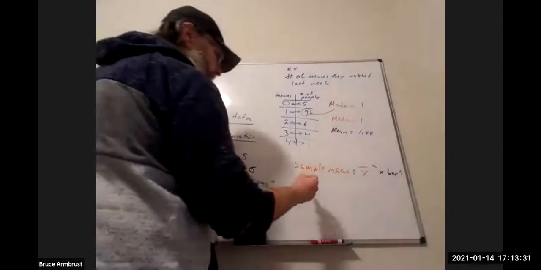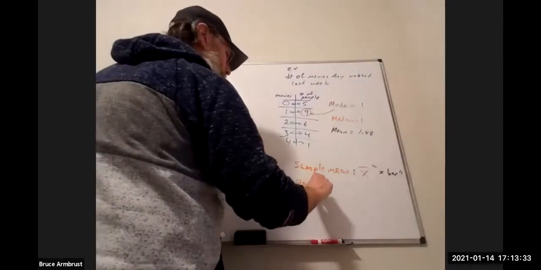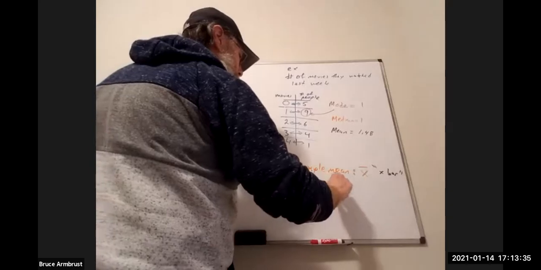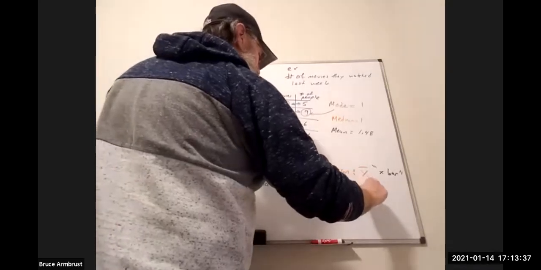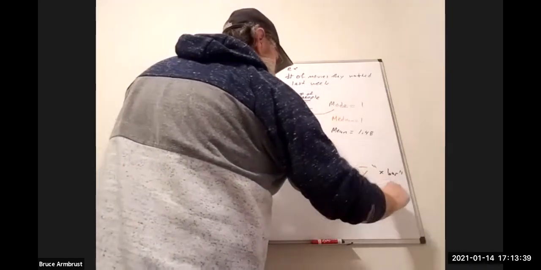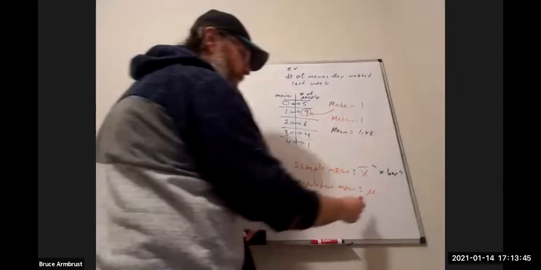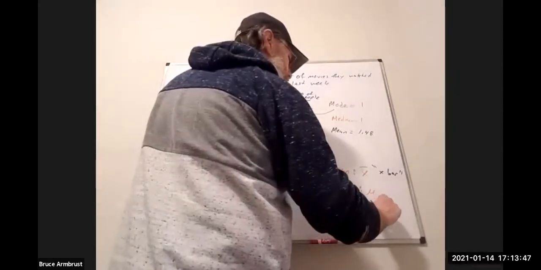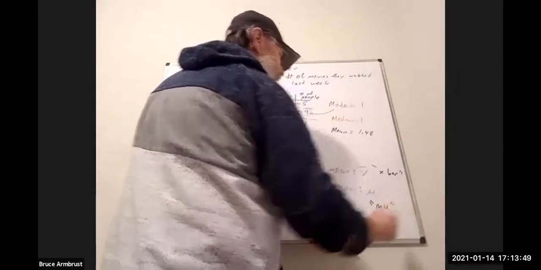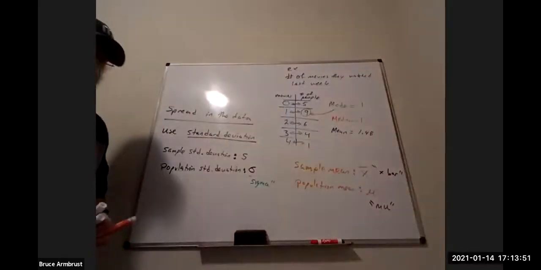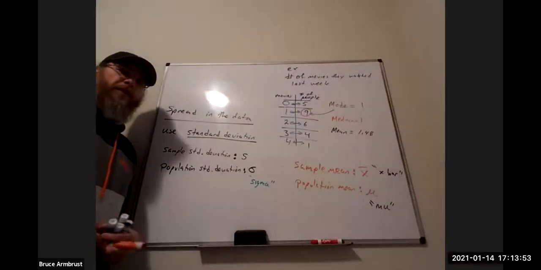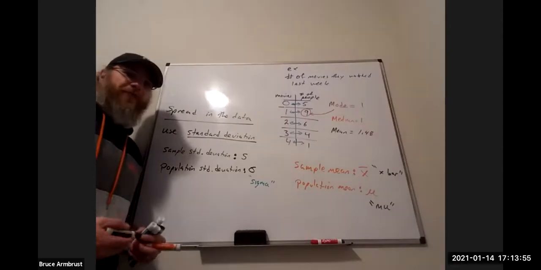Our population mean, we use this guy. It looks like a little curvy U. This is also a Greek letter. It's the Greek letter mu. It's their equivalent of M.